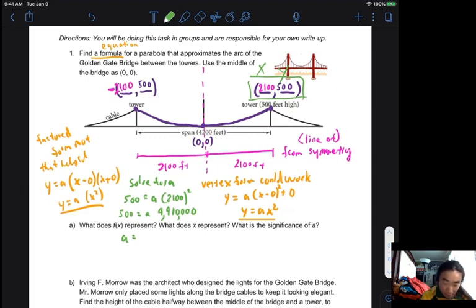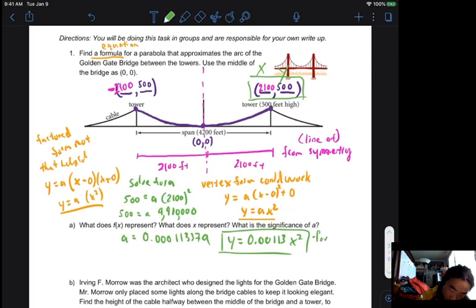Did I mix up my x and y values? No? Okay, looks like I'm going about this right. So then you get a is this large number, or very small number. So I just put it into my calculator. So your final equation is y equals 0.00113, let's say, x squared for your parabola, for part A.